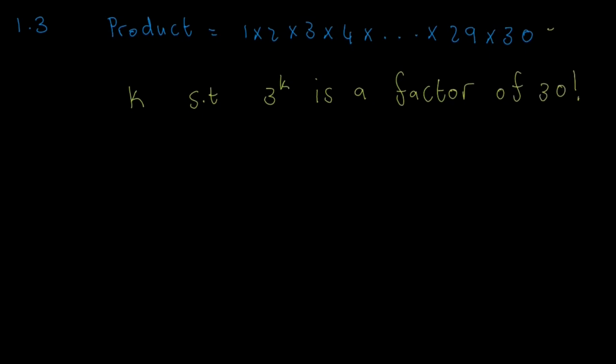Oh, sorry, this is actually equal to 30 factorial. I just wrote that for short. This is just another way of writing this product. Okay, so what do we do here? Or what do we need to think about?